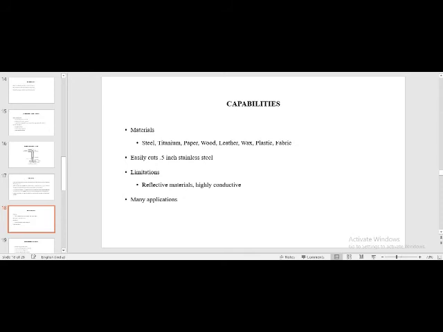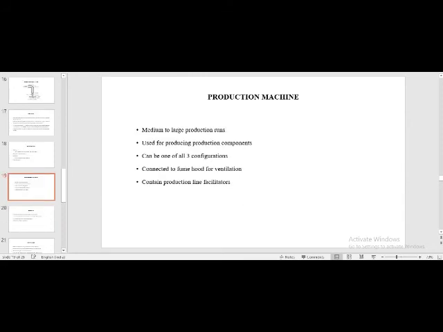Capabilities. Materials. Definitely, we can cut and work on materials with the cutting system, like steel, titanium, paper, wood, leather, textiles, plastic, and fabric. It can easily cut stainless steel up to 0.5 inches. As for limitations, reflective materials can't be cut because they reflect the laser in other directions. Highly conductive materials are also a limitation. And we can see many other applications of a laser cutting system.